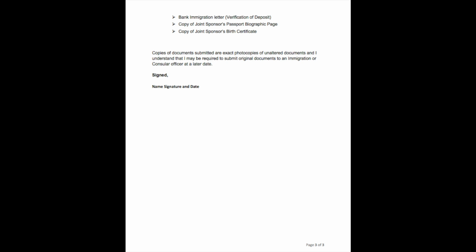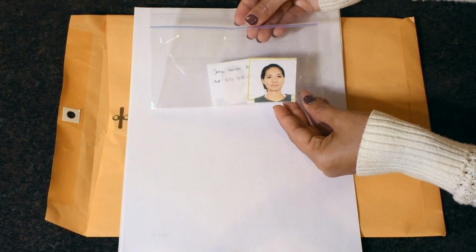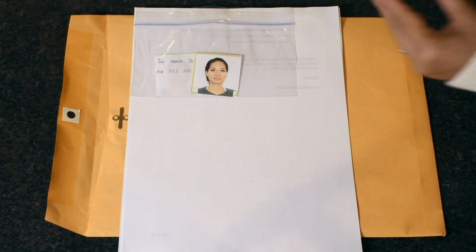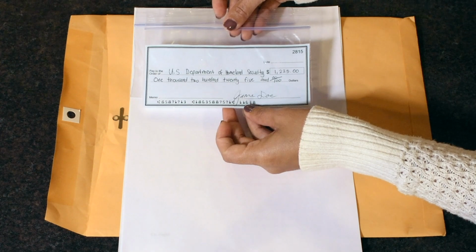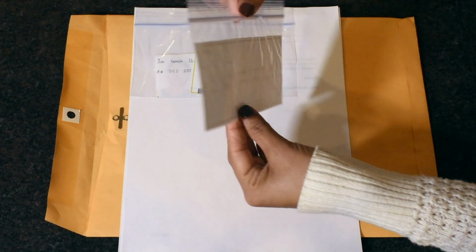Okay. Now we are going to pull out our passport style photos. Next we have a check made out to the U.S. Department of Homeland Security. It's going to be for $1,225. Okay.